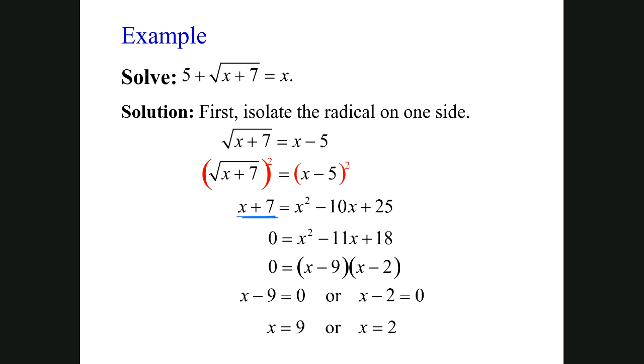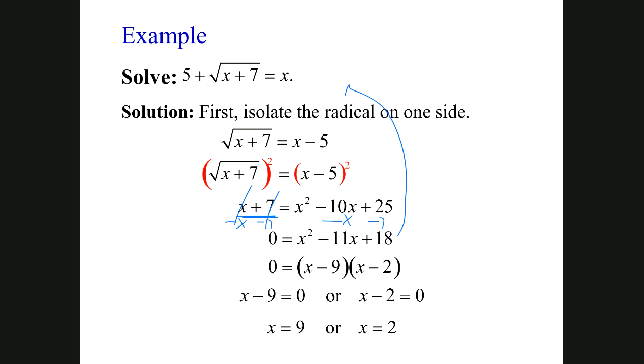But I cannot solve this one yet because my right hand side is x plus 7. So what do you do? You minus x on both sides, and minus 7 on both sides, so make sure this side is 0. Okay, so I have x squared minus 11x plus 18. How do I solve this one?